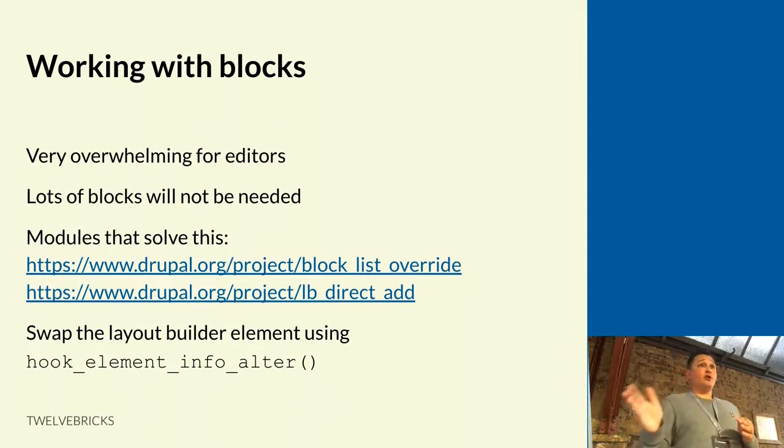So you can use the Block List Override module, which allows you to configure which blocks are enabled in the layout builder interface and which blocks aren't. And there's also the Layout Builder Direct Add module, which will skip the step where you can select a block from the list, but you can directly add a custom block of a specific type to a specific region. What we did, we took it one step further. We actually swapped the entire layout builder element, which gives us full control over each link in layout builder, so we can basically also skip steps, since most of the things that you want to do in layout builder already have working routes. We just change the route for any link that we wanted to change.